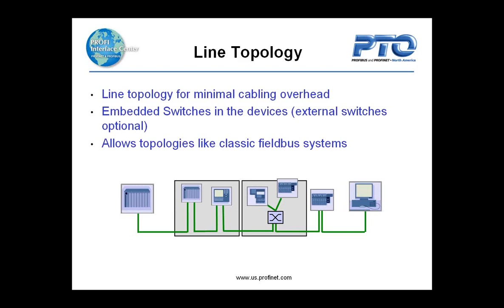So if your machine layout was laid out that way, you could actually just daisy chain from the PLC through each device on the network, and then maybe even have an engineering PC down here and connect it that way. And in that case, you would save not only on the cabling cost, but also you would have the switches already built into the devices.